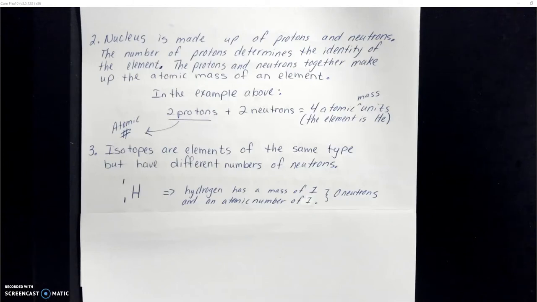Let's say we went ahead and gave hydrogen a neutron. What would its mass be then?